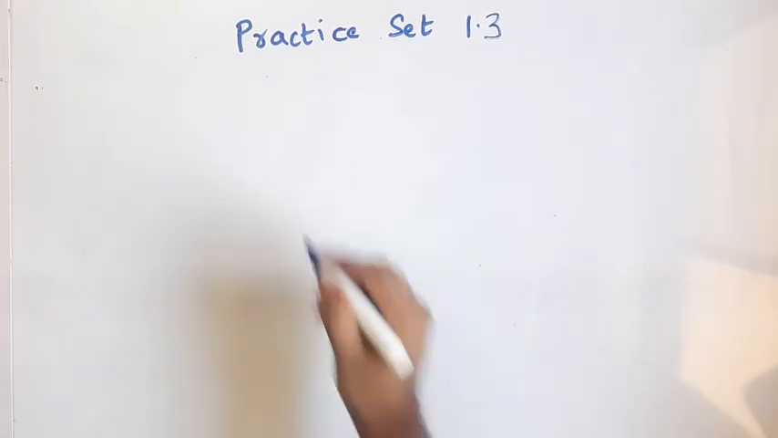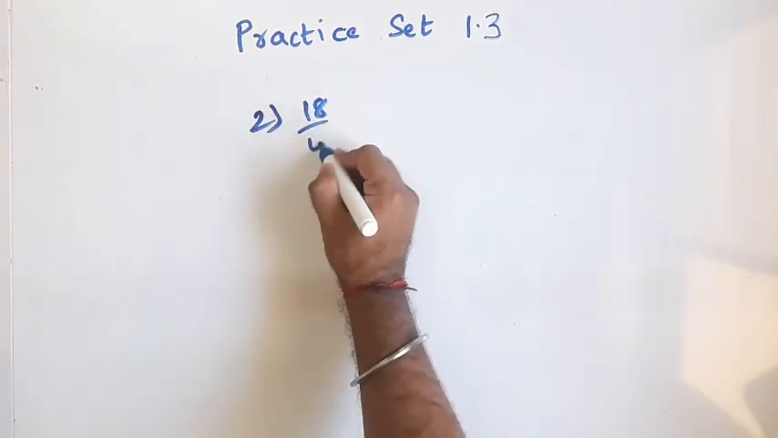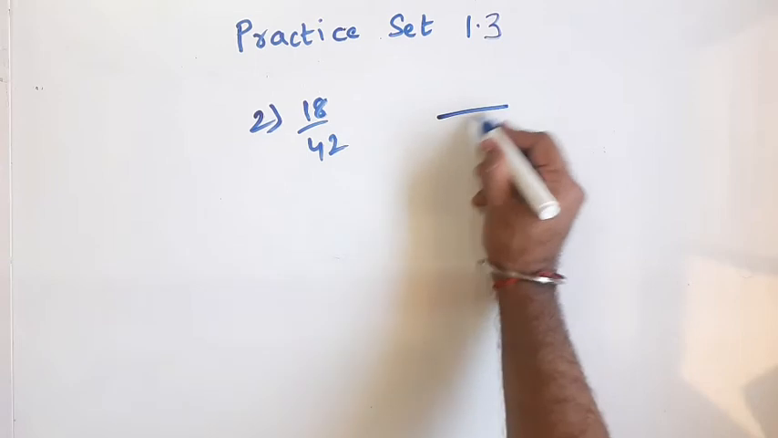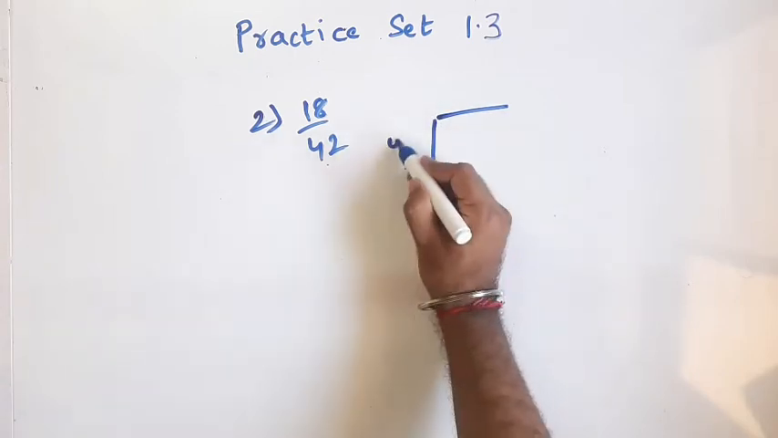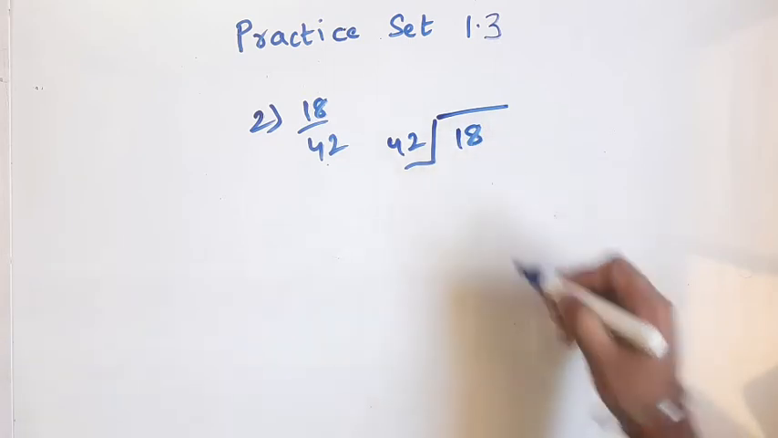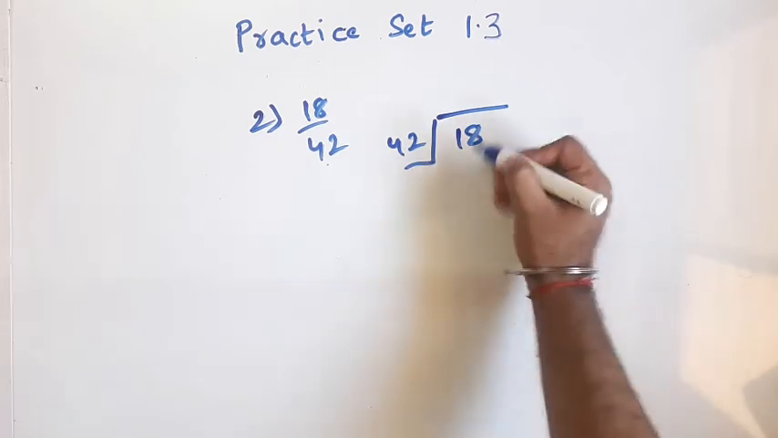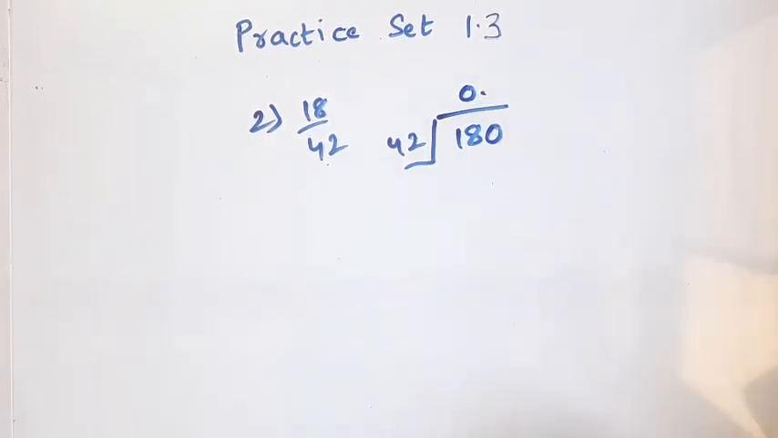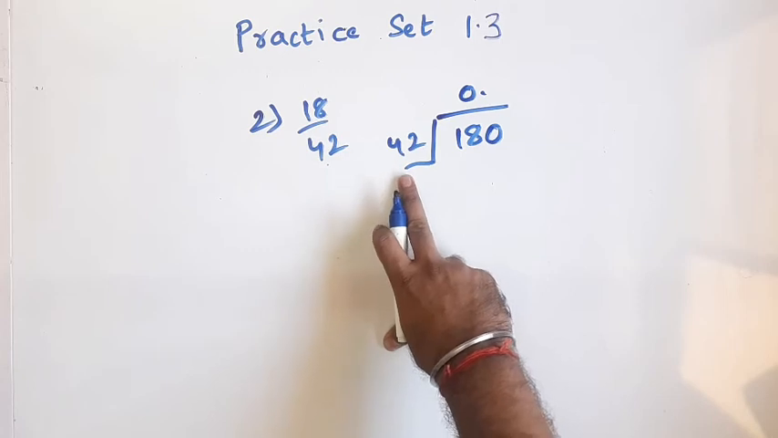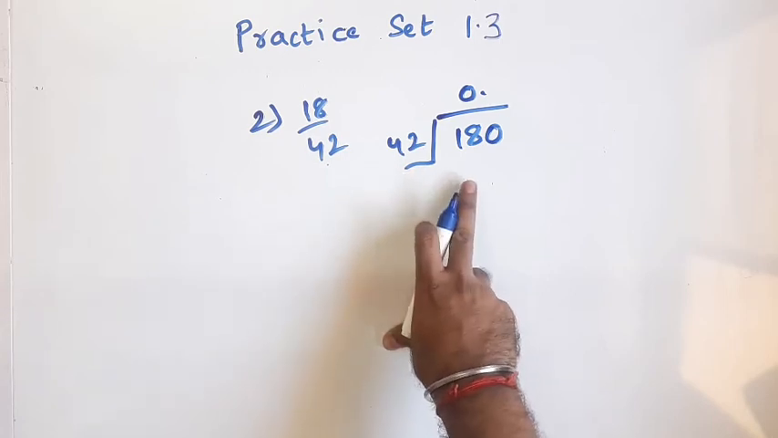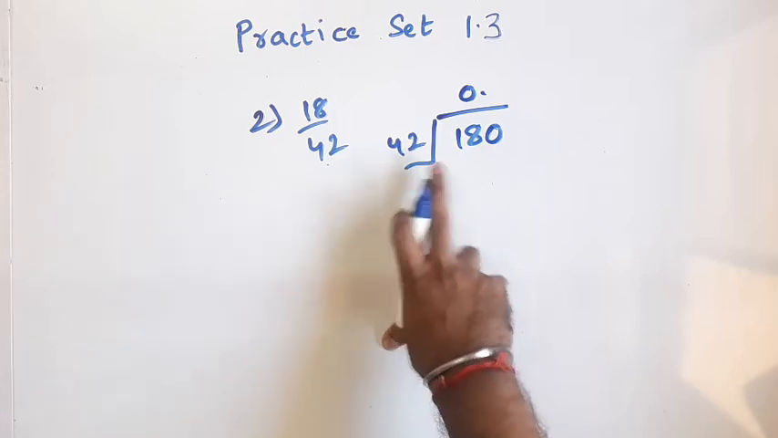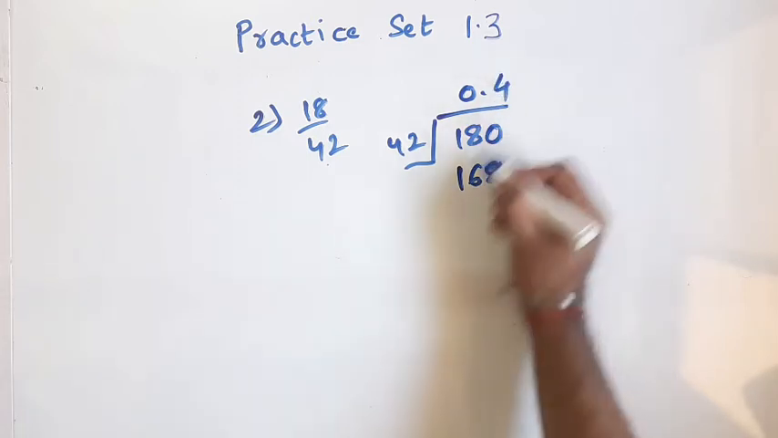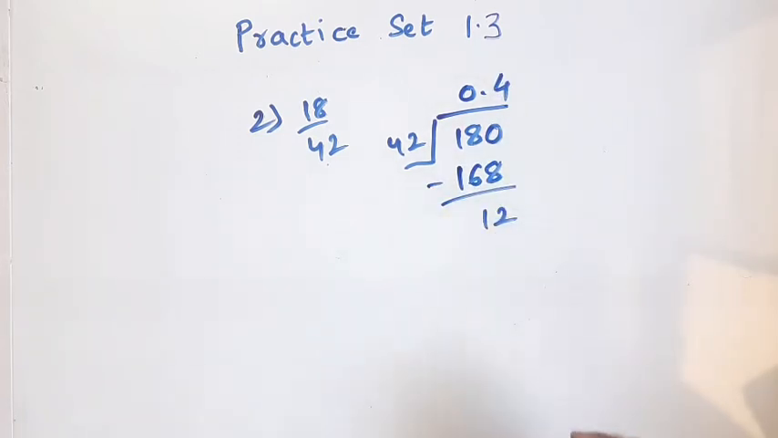Then second one is say 18 by 42. Now 18 upon 42. You know 42 is the denominator, so this will become the divisor. 18 will come here. 42 I cannot take, so 0. Put a 0 here, point. I know the table of 40, so 42 2 times is 84, so 4 times is 168. Okay, so 42 4 times will be 160 plus 8 more, so 168. What remains here is 12.